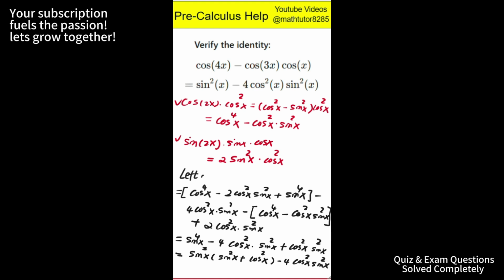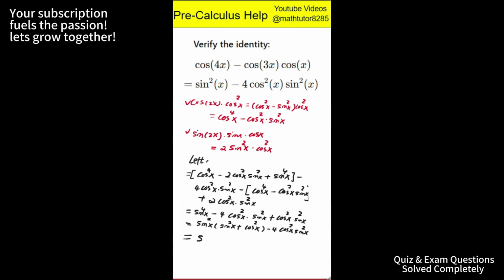Because sine squared x plus cosine squared x equals 1, this becomes just sine squared x, minus 4 times cosine squared x times sine squared x, which exactly matches the right-hand side of the original identity. The identity is proven.